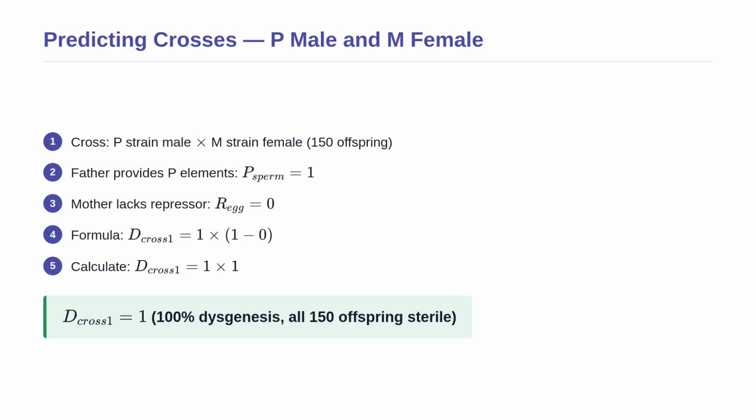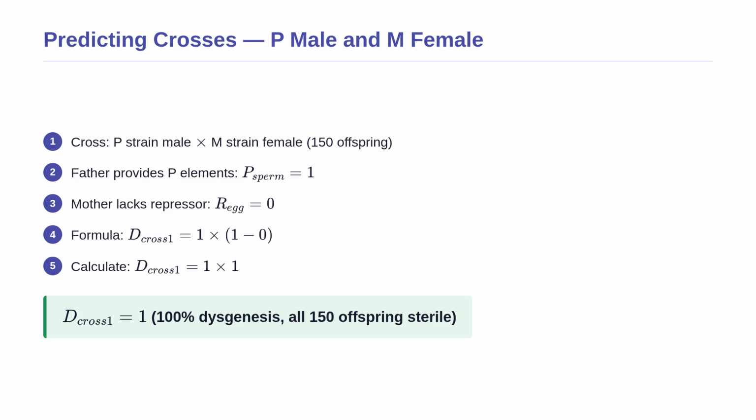Let us apply this logical formula to our first cross. We are given a mating between a wild P strain male and a lab M strain female, producing 150 offspring. We need to find how many will suffer from dysgenesis. We use our logical model to evaluate the inheritance. The P male provides the jumping genes, so we set P sperm to 1. The M female lacks the repressor in her cytoplasm, so we set R egg to 0.